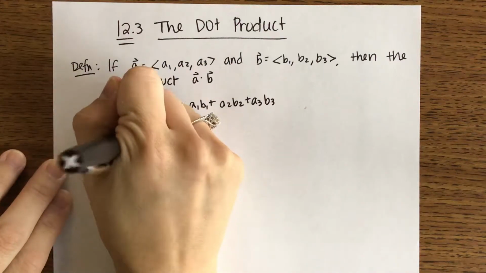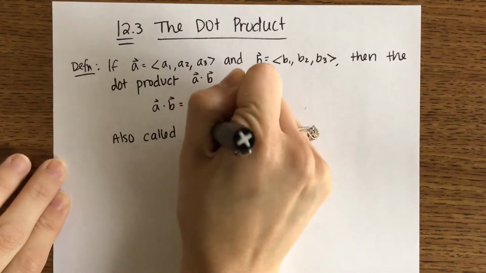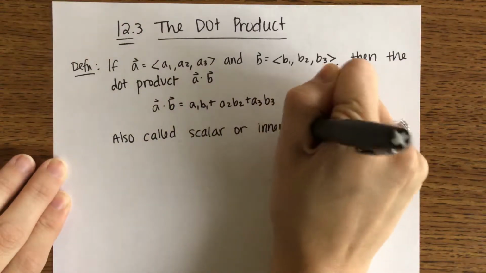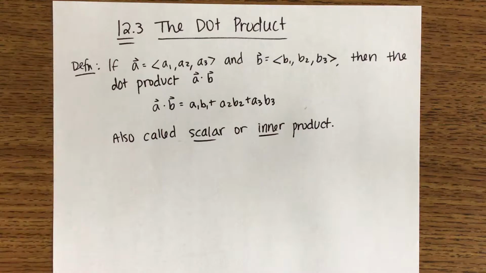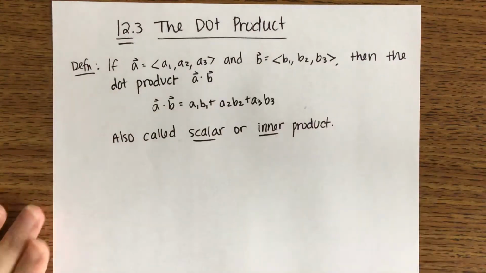Dot product is also sometimes called the scalar or the inner product. So if you are asked to find the scalar or inner product, just know that's the same as the dot product. Most of the time, I'm going to use the term dot product. Another thing to know is you can do this in 2 space as well. It works the same way. So if you do it in 2 space, you just don't have that third piece.